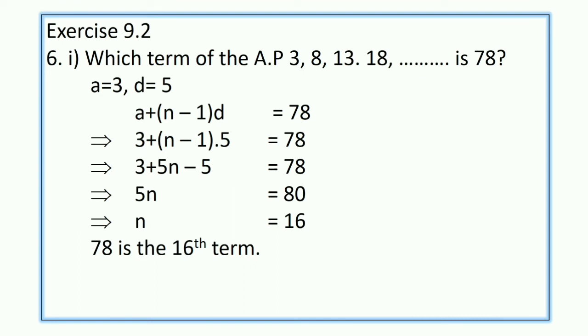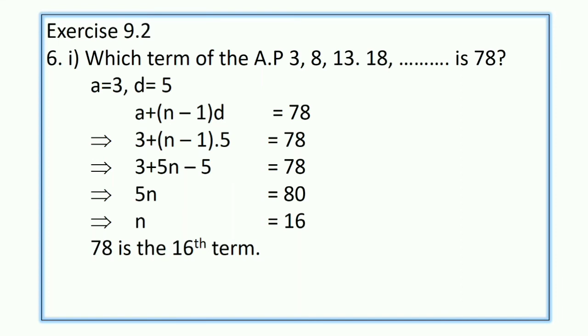Now question number 6, first one. Which term of the AP 3, 8, 13, 18, etc. is 78? Here the AP is given, and a term is given, and we have to find the position of the term. That means we have to find the value of n. Given that the first term is 3, we can also find the common difference by subtracting the first term from the second term, or by subtracting any two consecutive terms.